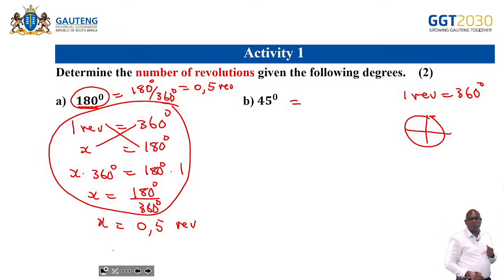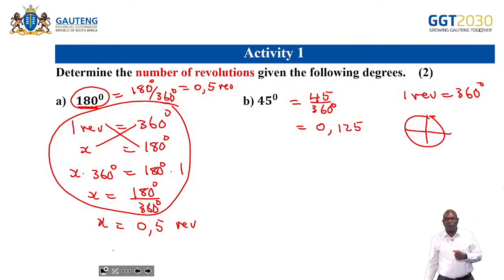I can do the same with 45. What should I do? I'll say 45 divided by 360 degrees. If I take 45 and divide it by 360 degrees, my calculator will give me something like 0.125. All right, so it will give me 0.125. When I want to change the degrees to revolutions, this is what I do.